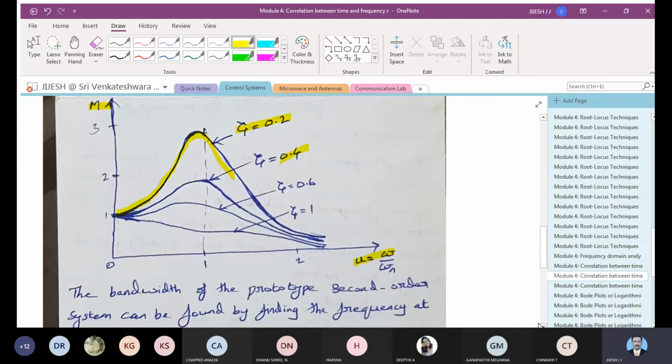So here we have drawn u versus M, and you know that u is equal to omega by omega n, for different values of zeta. As the value of zeta is 0.2, you can see that you are going to have the maximum value of M, and when zeta is equal to 1, you can see that it is almost a straight line. So you can make a plot of this.